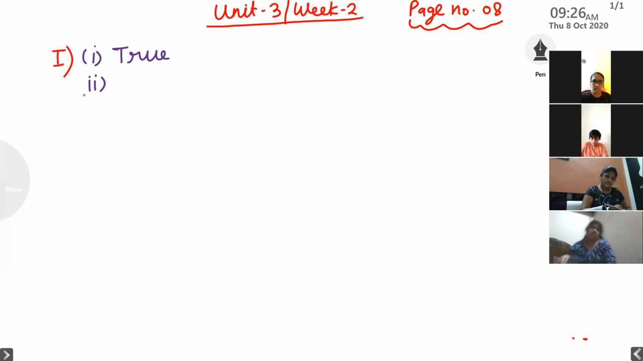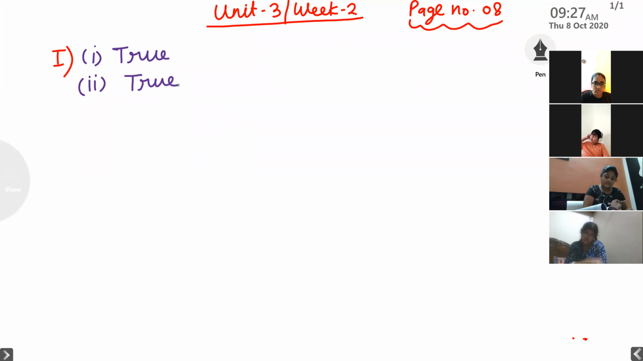Second, a rectangle can be determined uniquely if the length of one diagonal and angle between two diagonals are given. Answer is true. If they have given diagonal, very uniquely, we can construct the rectangle. If they have not given diagonal, then we can't draw accurately.